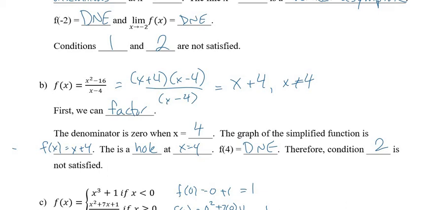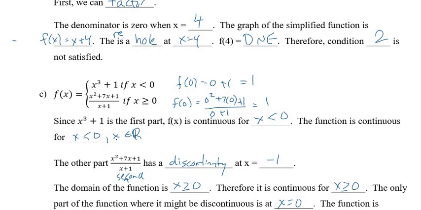There is a hole at x equals negative 4. f of negative 4 does not exist, therefore condition 2 is not satisfied. So essentially this graph is going to look the same as the simplified linear function, but with that additional restriction.